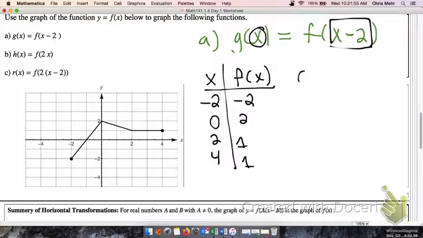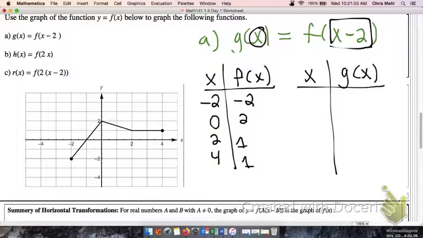So first of all, right, I just solved for all the new inputs of g, so I had to add 2. So now the inputs become 0, 2, 4, and 6. Okay. And I'll just do this next one on the bottom.